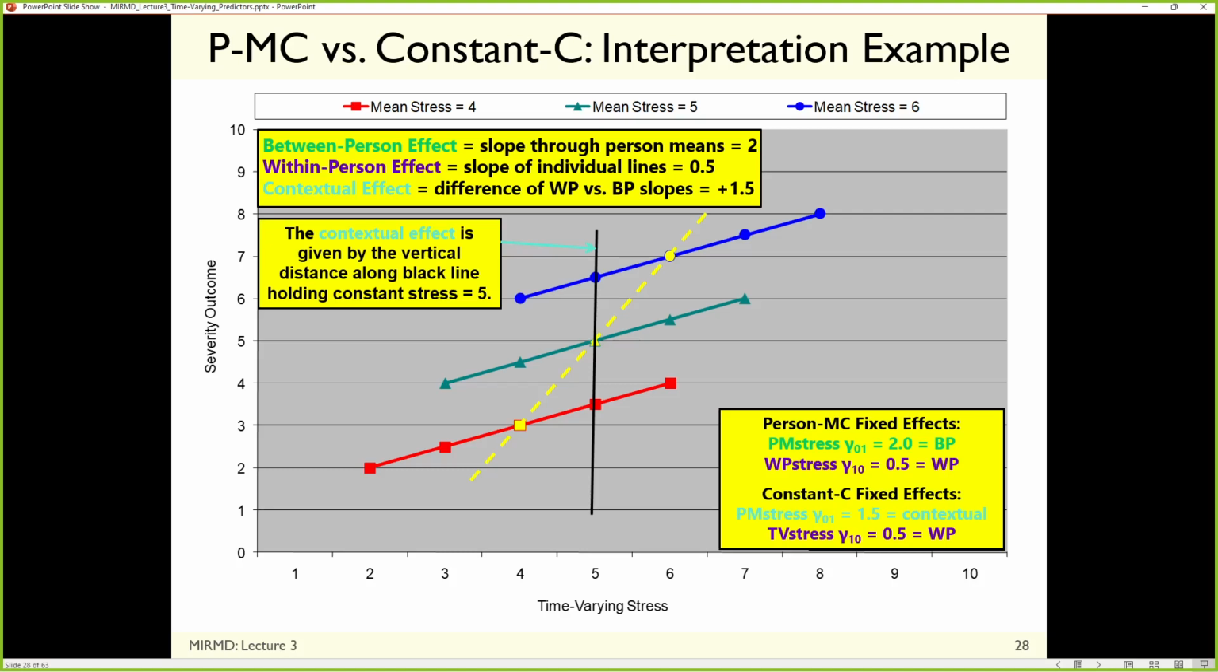It is the difference. And some would argue that, well, if the within effect and the between effect are not significantly different, can't we just call them one thing and call it good? And to that, I would say no.